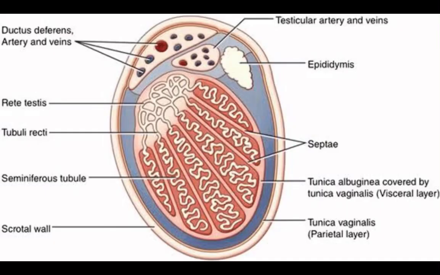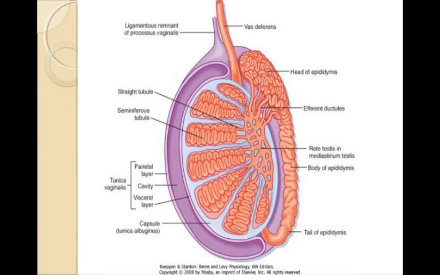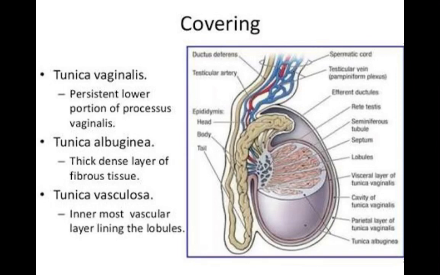Next, coming to the tunica vasculosa. Now the tunica vasculosa is the innermost layer or innermost covering of the testis, and this is an areolar and vascular membrane and lines the individual lobule of testes. Clear? So these are all about the coverings of testis: tunica vaginalis, tunica albuginea, tunica vasculosa, which is a vascular membrane which lines the individual lobule of the testis.